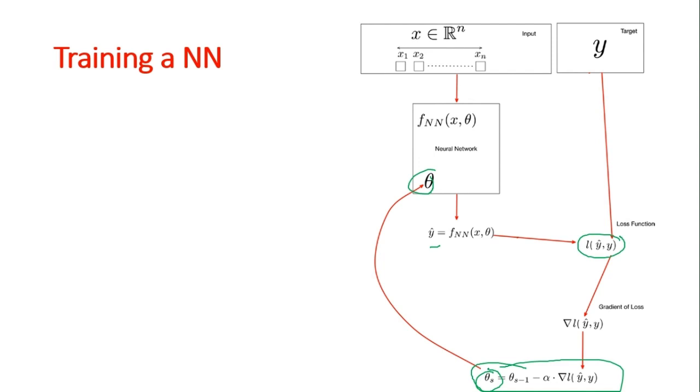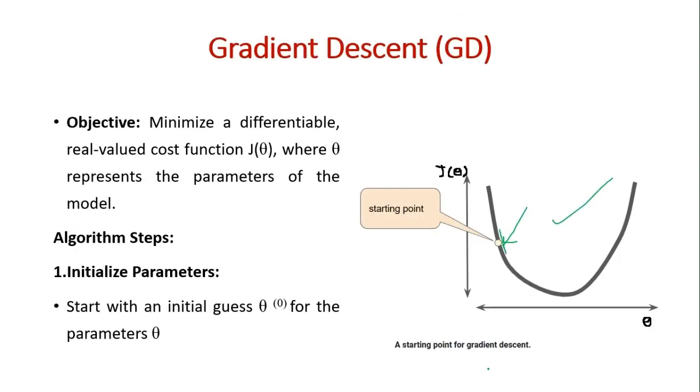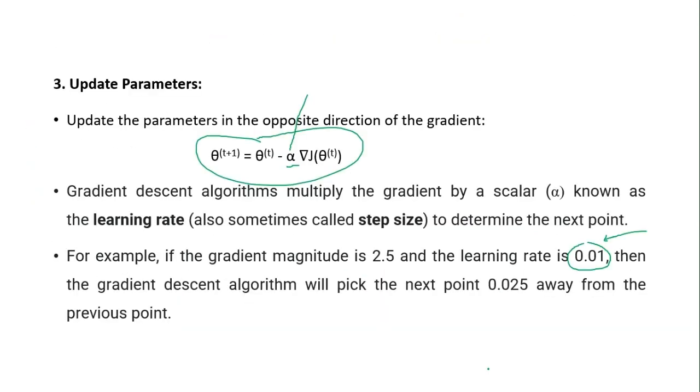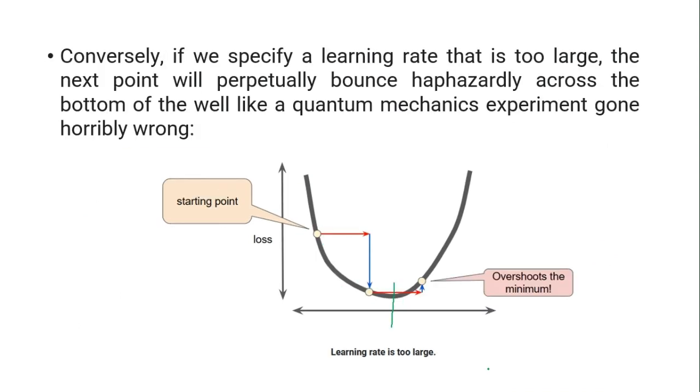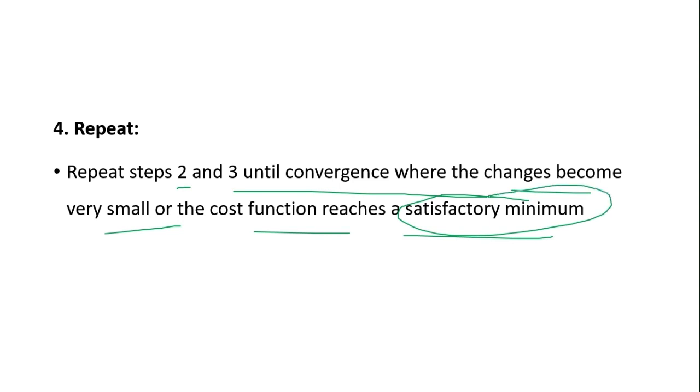Okay, so this is what is happening in neural network training with the use of optimization algorithms. This is the gradient descent optimization algorithm. The last step would be to repeat step number 2 and 3 until convergence, where the change becomes very small or the cost function reaches a satisfactory minimum value. If a satisfactory minimum value of the cost function is reached, then this process will be terminated.